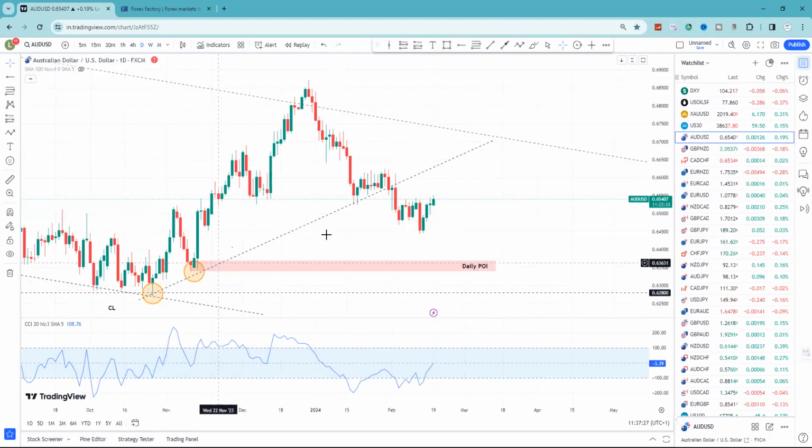We have first touch, second, and then of course third. The prices have closed below it, telling you that it no longer respects this market structure. So what exactly are we going to be seeing? We'll probably be seeing a retest, and then price is going to fall back to our daily point of interest. Now, this is our daily point of interest, okay?